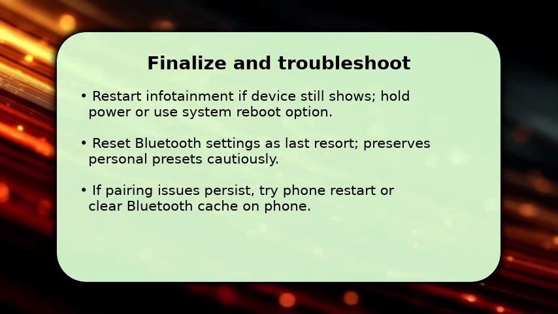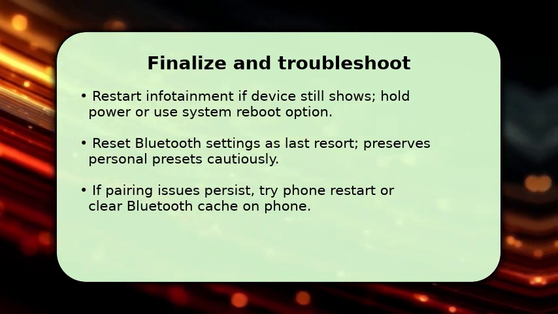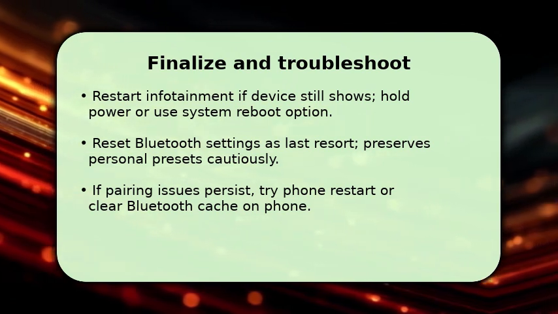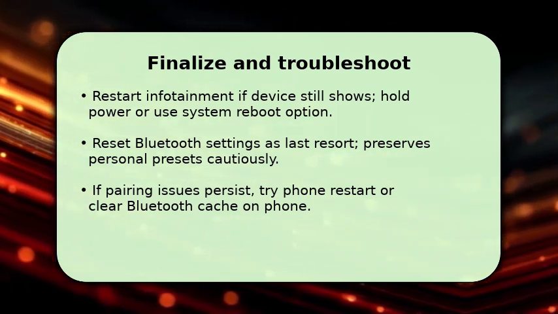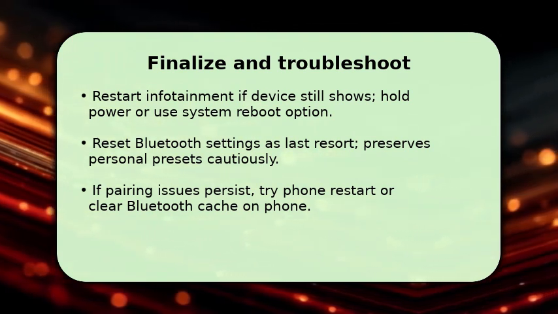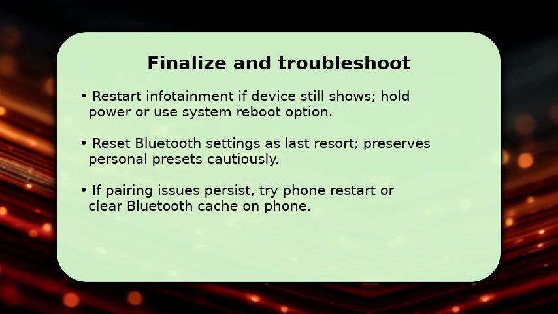Power cycle the infotainment system if it still lists the device. Hold the power button or use the system reboot in settings. If removal fails, perform a Bluetooth settings reset on the head unit, but note this may clear other paired devices and presets. As a troubleshooting tip, restart your phone and clear its Bluetooth cache or forget the car there.